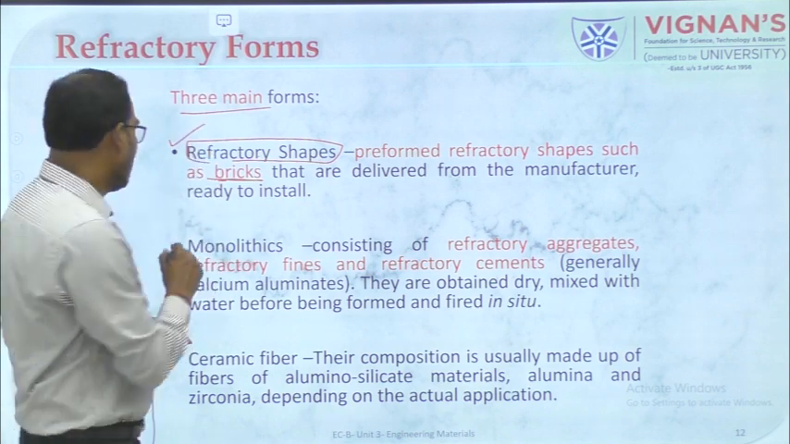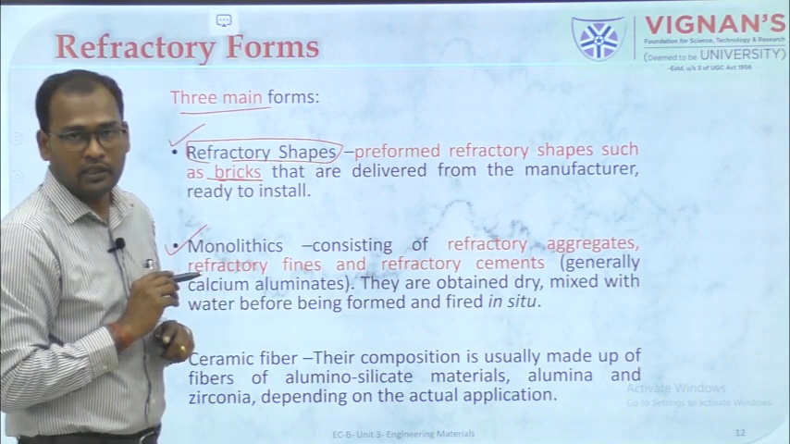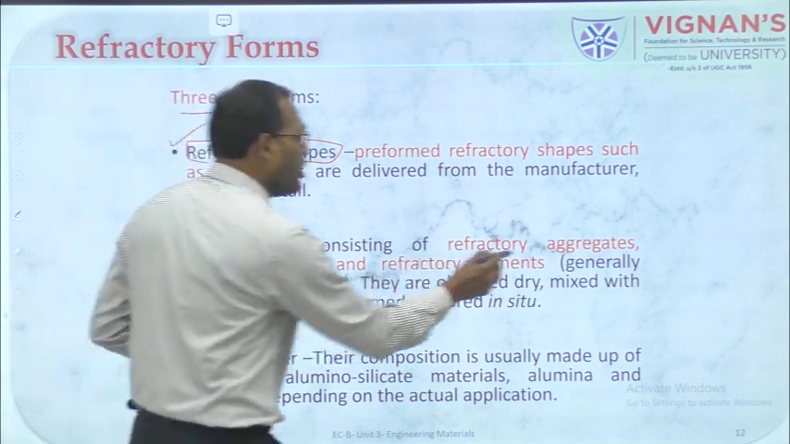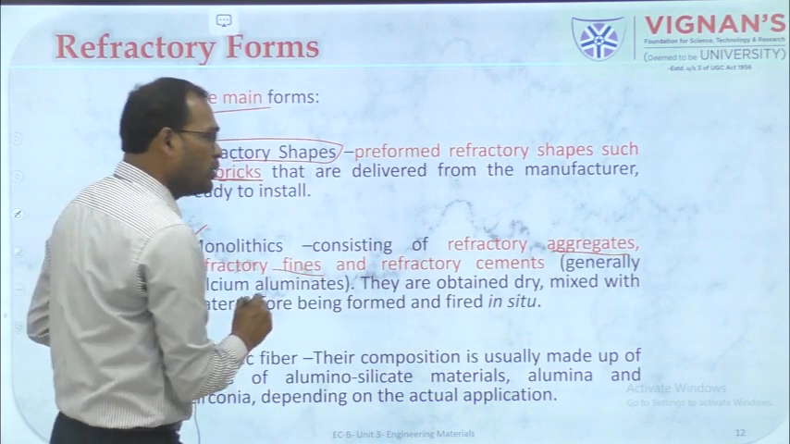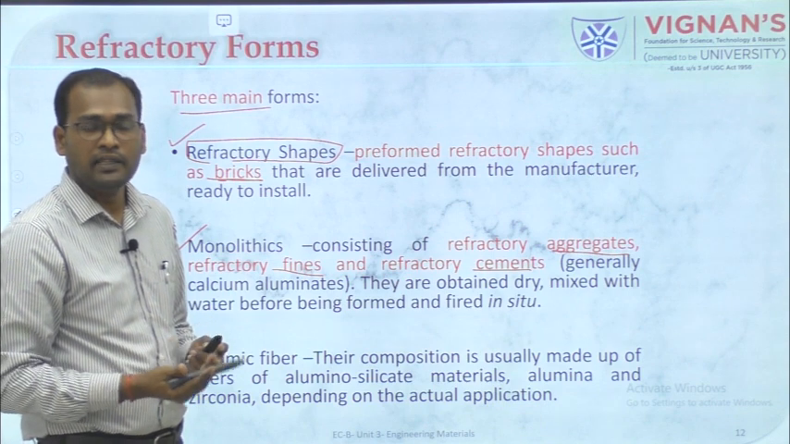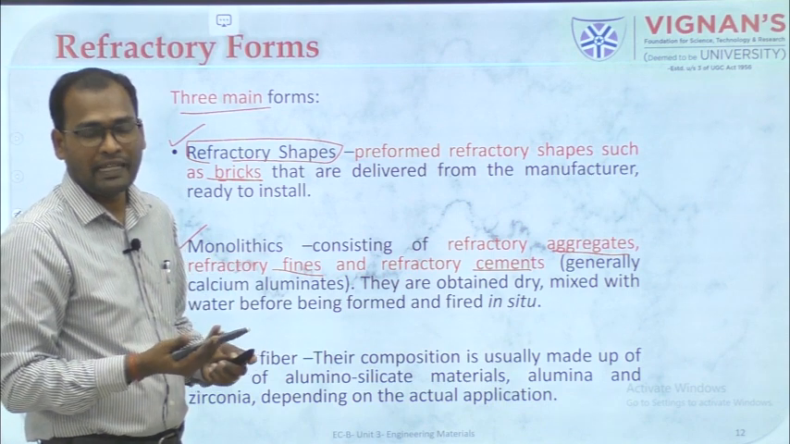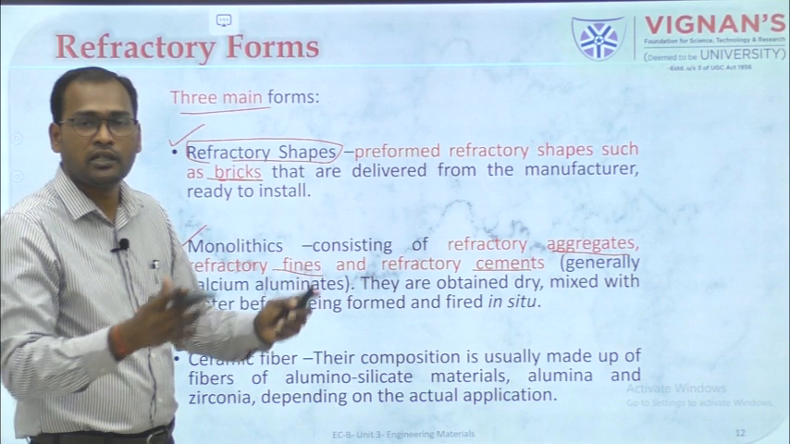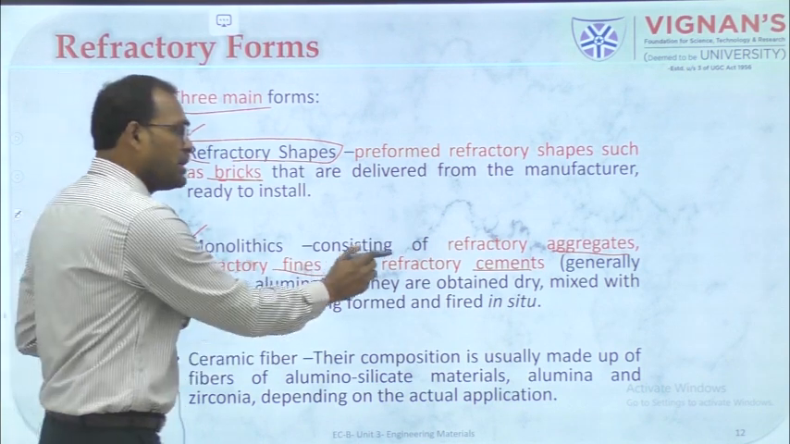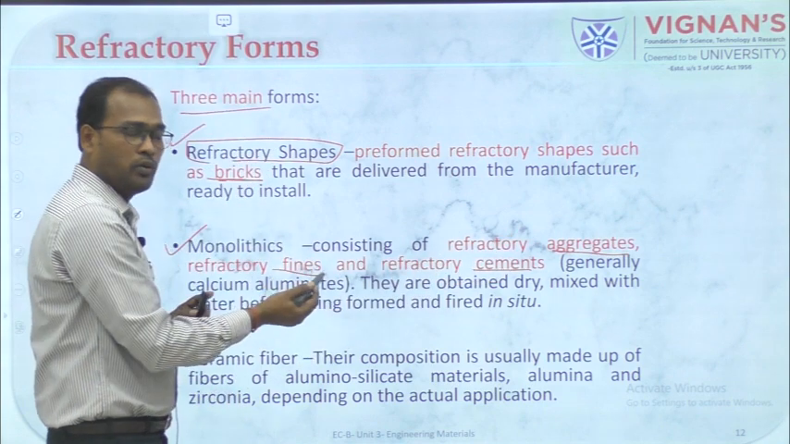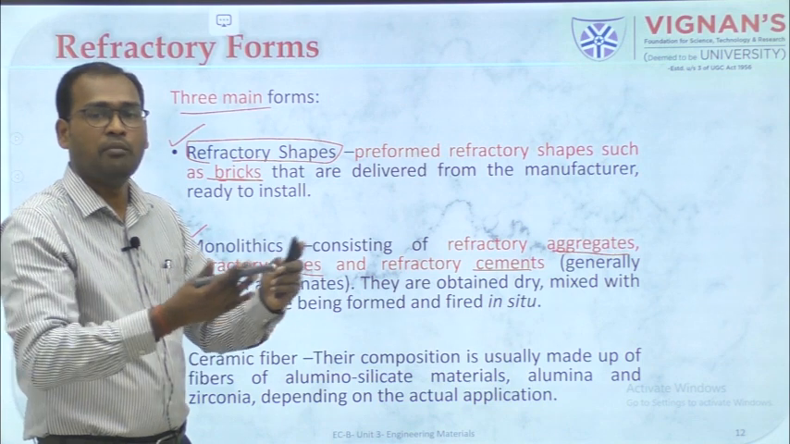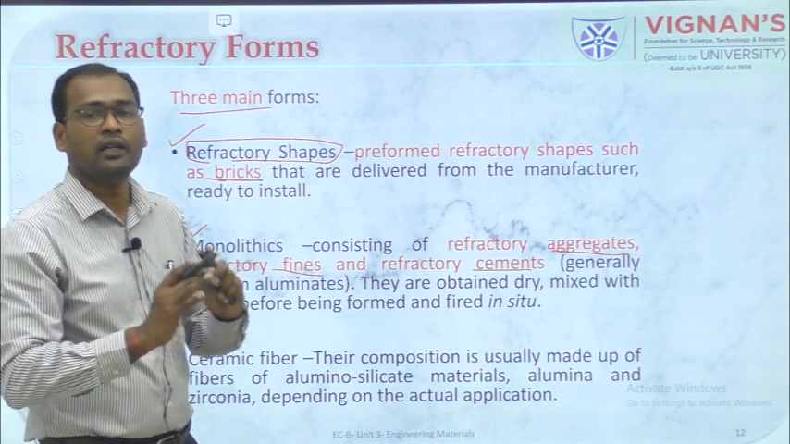The second one is monolithics, which is nothing but the raw material. The raw material will be in the form of aggregates or fine powder or cement. These will be purchased and mixed with water and they will be designed or cast into different shapes for use, right? So the raw materials are aggregates, fine powders or cements. They will be mixed with water and you can make whatever shape is required for that application.